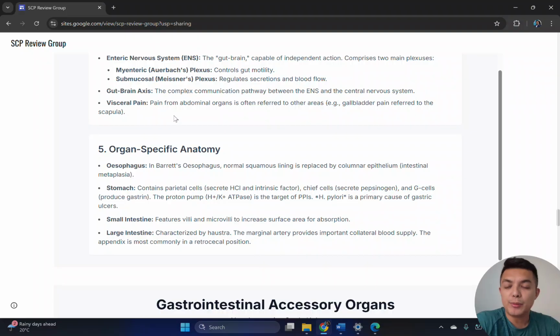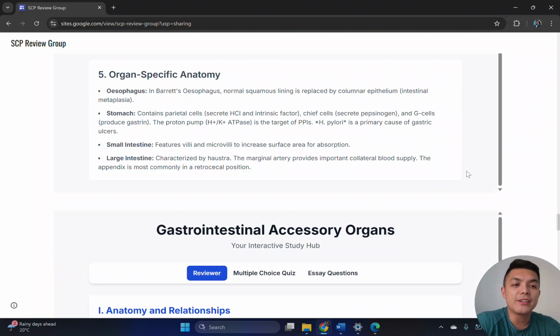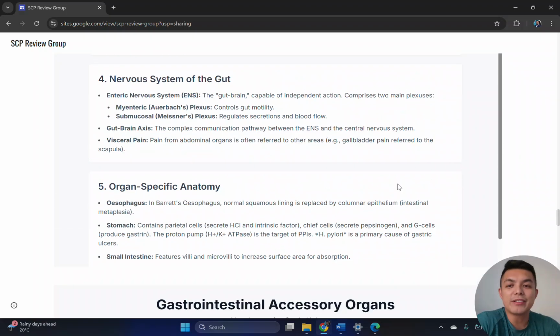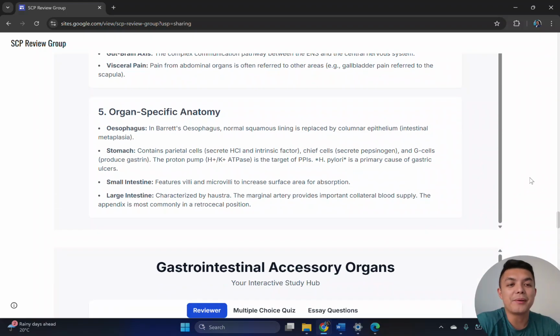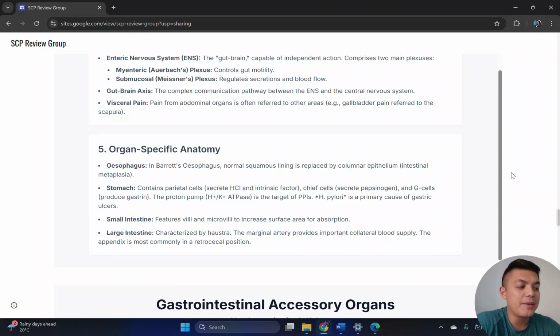Next is visceral pain. Pain from the abdominal organs is often referred to other areas. For example, gallbladder pain is referred to the scapula. So that's visceral pain. If you have pain in the gallbladder, you can feel it in your scapula. So next time you're inside your clinic and then they're referring to scapular pain, make a pathology from the gallbladder one of your suspects. So next one is organ-specific anatomy.